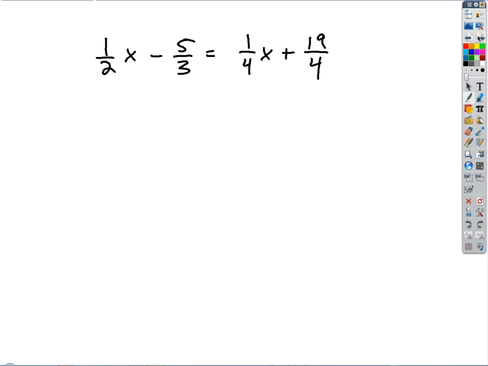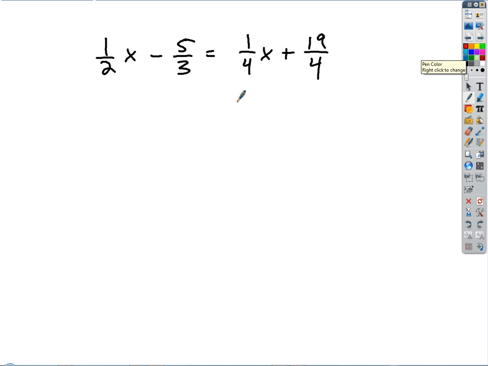So now I've got 1/2 x minus 5 thirds equals 1/4 x plus 19 fourths. Just like before, we're going to want to push the x's one way or the other. Which way do we want to push them this time? What's bigger, 1/2 or 1/4? I'm seeing a lot of people pointing this way. Yeah, 1/2 is, isn't it? 1/2 is a bigger fraction. So we want to push the x's to the left, again, just like last time.